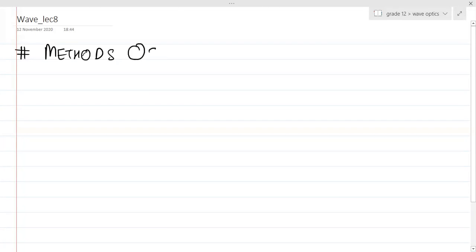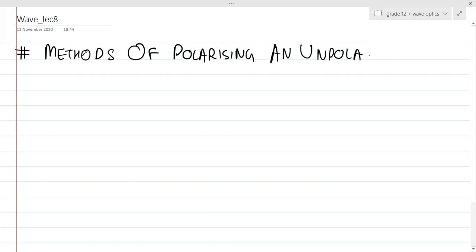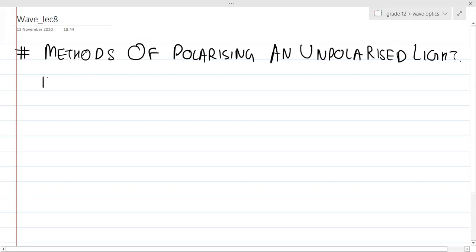Methods of polarizing unpolarized light. So the first method which we are going to discuss is basically polarization by reflection.